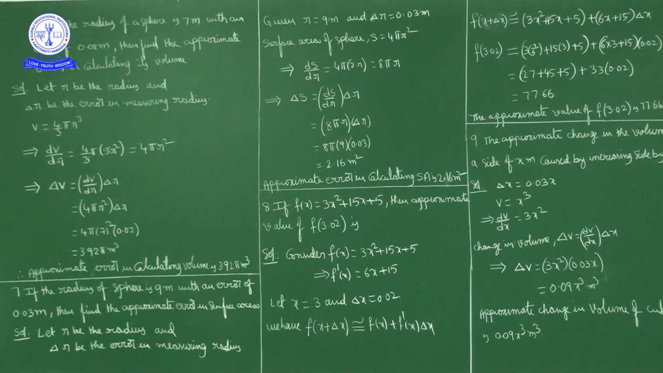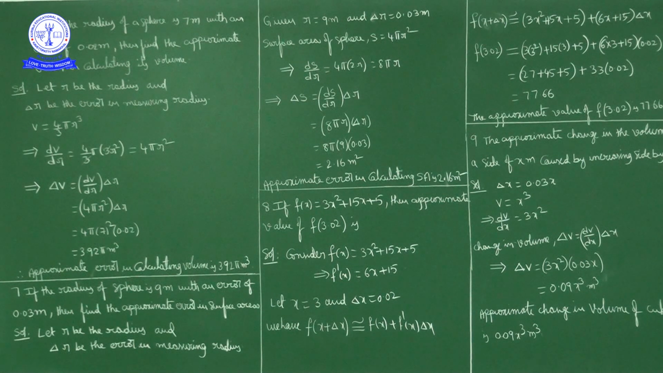Now differentiating with respect to r, what do we get for dv by dr? 4 by 3 pi is a constant. The derivative of r cube with respect to r is 3r square. So the 3 cancels, and dv by dr is equal to 4 pi r square.